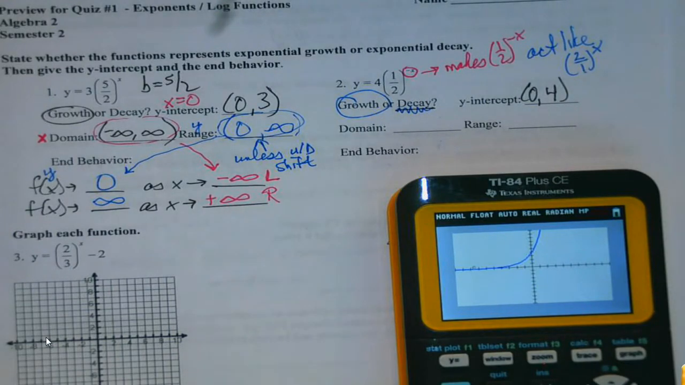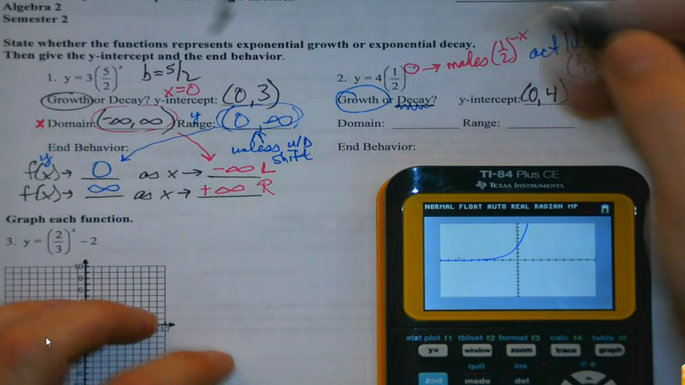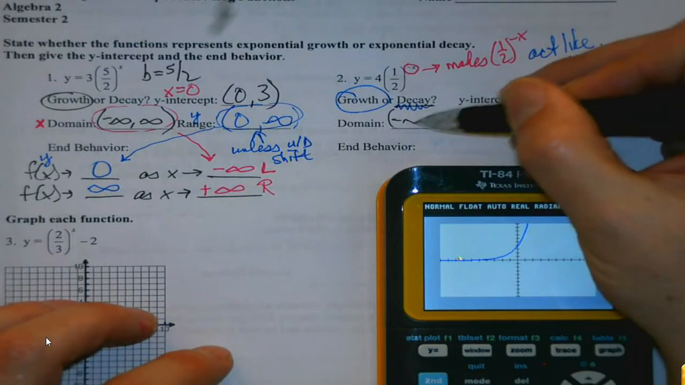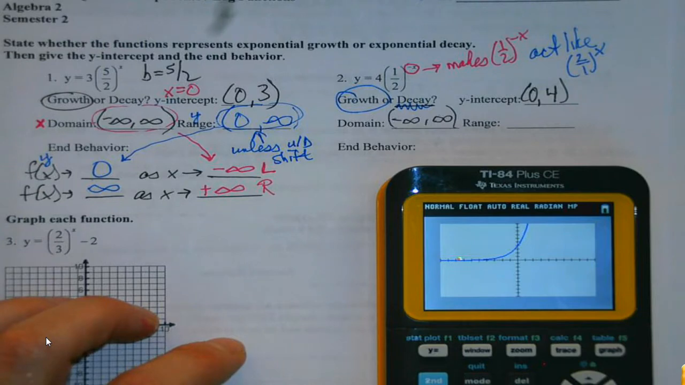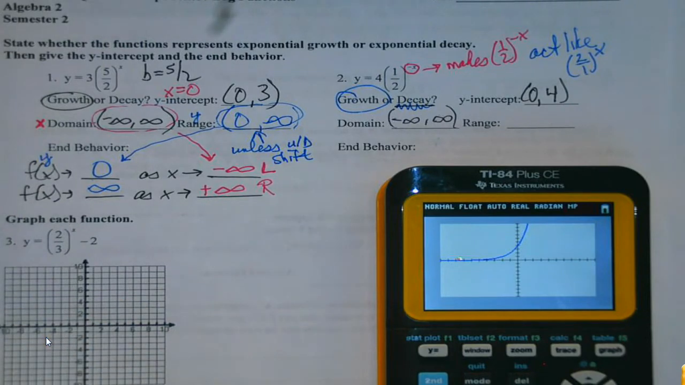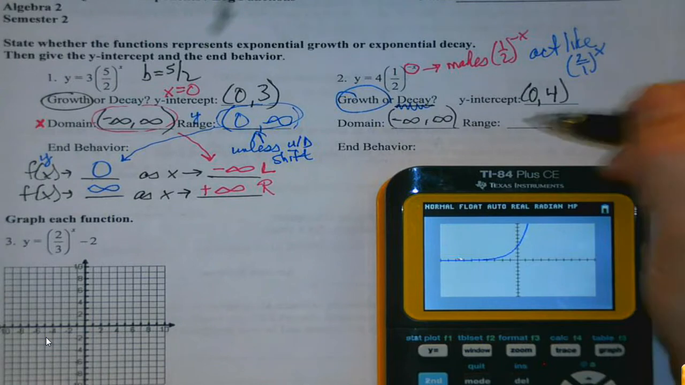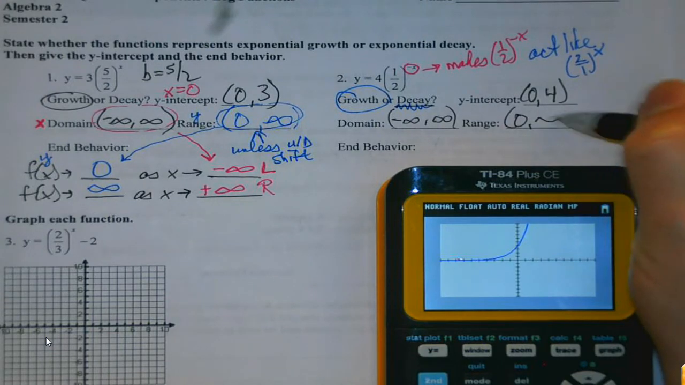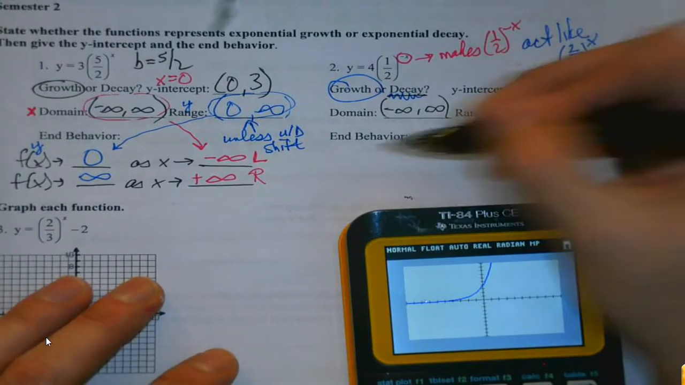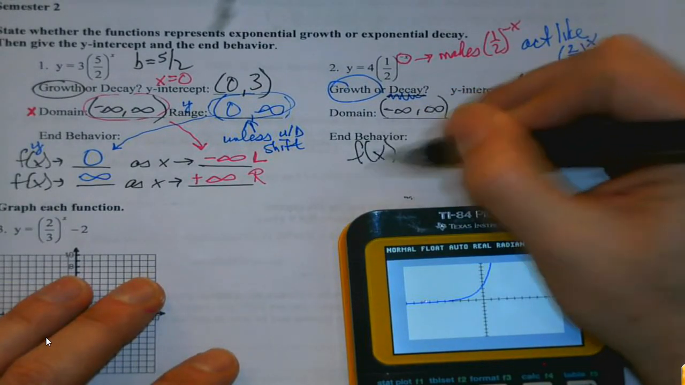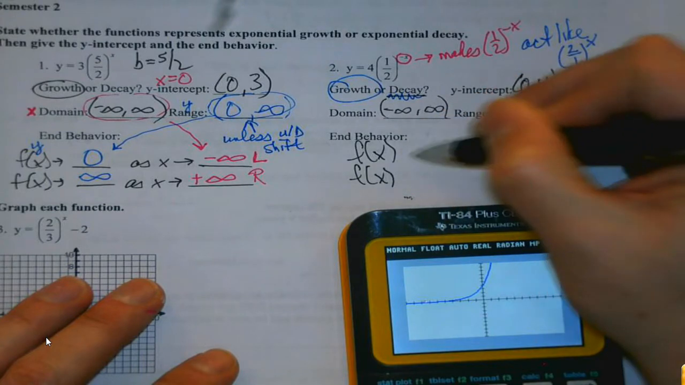Well, with that in mind, that's going to make the rest of my life easier. Domain's going to be the same. Did I have any up or down shifting? Nope. Range is going to be the same. And since my picture is very similar now to my last one, my end behavior is going to be very similar to my last one.